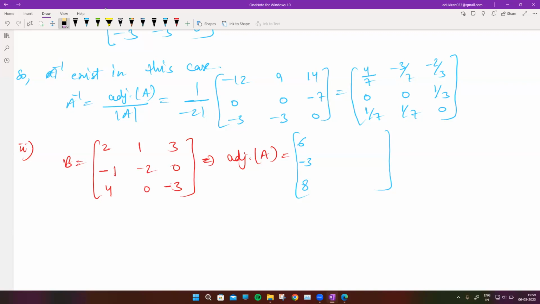Are they correct? Can someone confirm them? Yes, sir. I think it's -6, 3, and 8. Sarah, I think instead of 8, it's 6. You are taking the transpose right here.